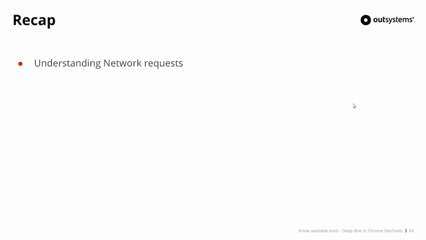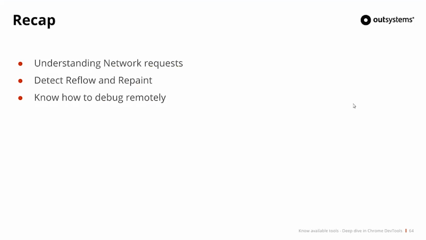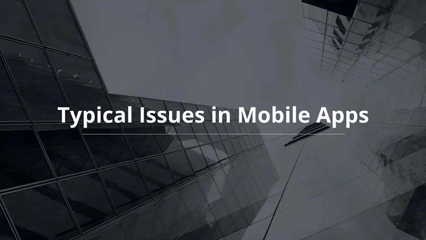So, recap. Well, we understand the network requests and how we can see them in the Chrome DevTools. We detect some reflows and repaints, so we can use those tools to our advantage, and we know how to debug and how to connect our device to the desktop, so we can debug remotely. Now we have the tools. Now we need to go looking for the typical issues in mobile applications.